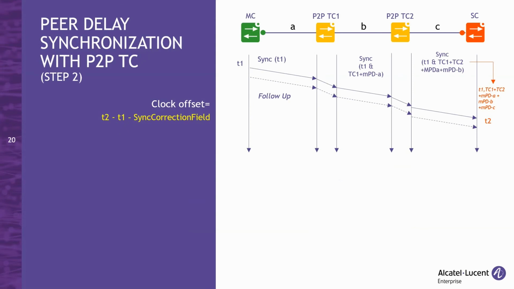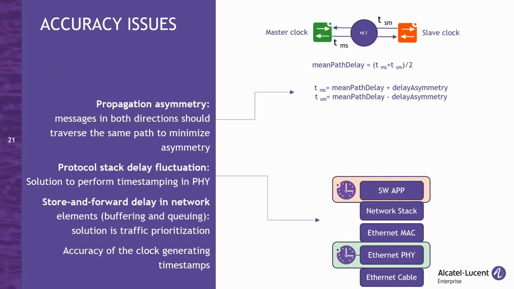As you can see, with peer delay synchronization using peer-to-peer transparent clocks, slave clock can immediately calculate the offset from the master clock, as info about residence times and path propagation delay times are included in the correction field of the sync message. The accuracy of any PTP system is limited due to different factors, and here are some of them.